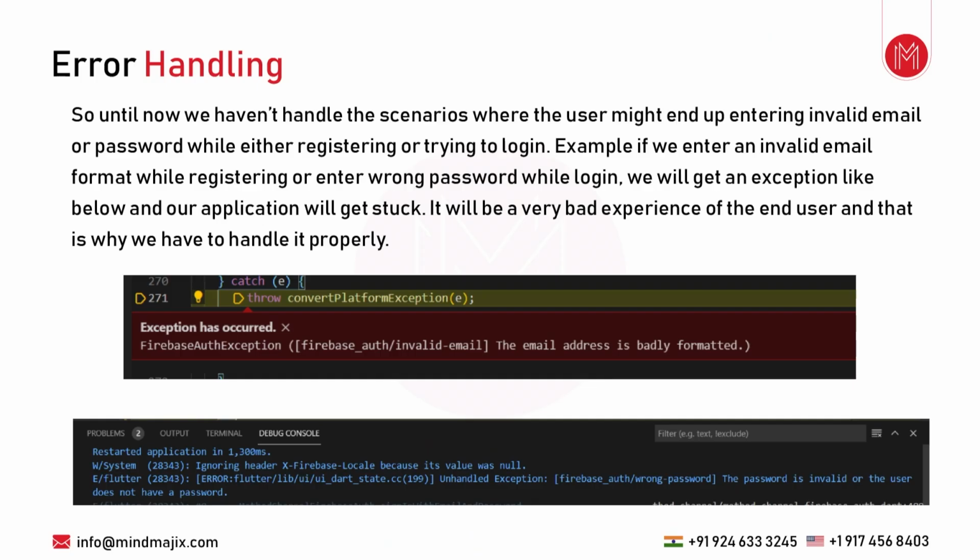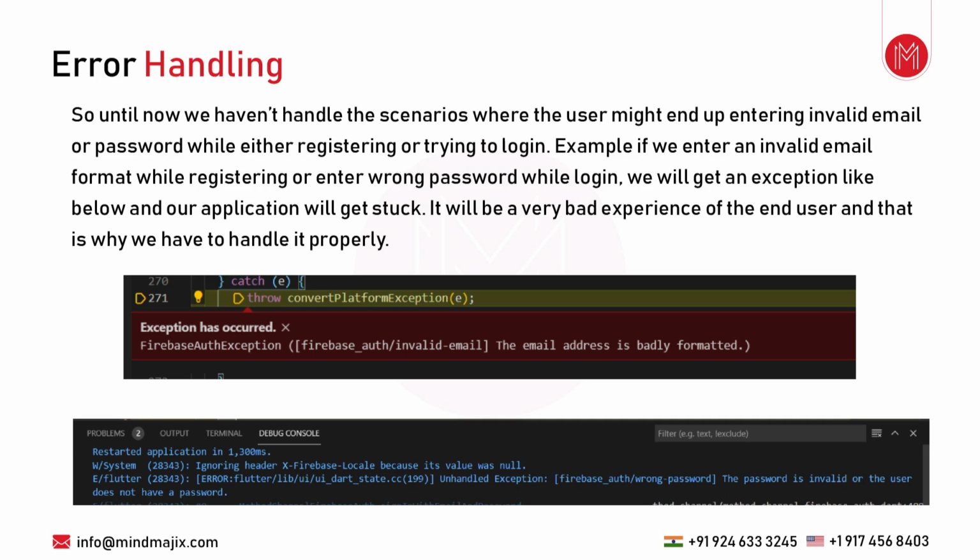So we will be talking about error handling. Until now, we haven't handled the scenarios where the user might end up entering an invalid email or password while either registering or trying to log in. In the last video, you might have seen this kind of error when I accidentally wrote sign in with email and password instead of create user with email and password in the Firebase auth. So at that time also we got this kind of exception, and this was shown like this because we didn't handle it on our own.